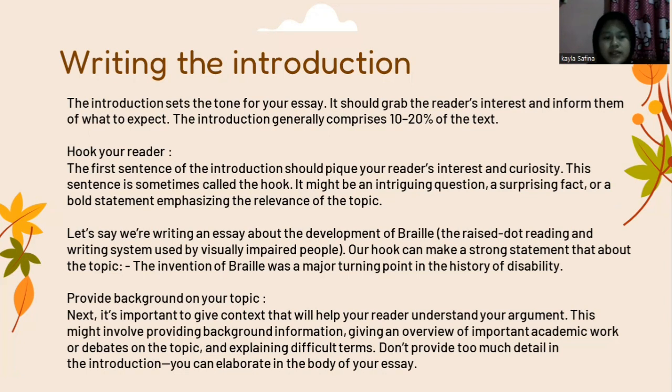Let's say we're writing an essay about the development of Braille, the raised dot reading and writing system used by visually impaired people. Our hook can make a strong statement about the topic: the implementation of Braille was a major turning point in the history of disability. Provide background on your topic. Next, it is important to give context that will help your reader understand your arguments. This might involve providing background information, giving an overview of important academic work or debates on the topic, and explaining difficult terms. Don't provide too much detail in the introduction. You can elaborate in the body of your essay.